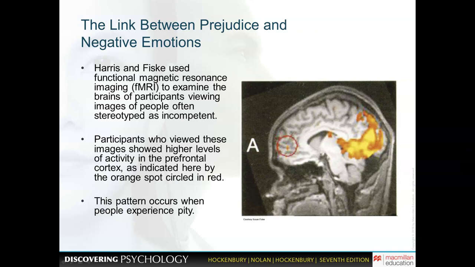Take a look at prejudice and negative emotions. We want to look at that from the neuroscientific perspective. This right here is a functional MRI, fMRI. Basically, that's examining the brains of participants viewing images of people often stereotyped as being incompetent. In this study, participants who viewed these images showed higher levels of activity in the prefrontal cortex, as indicated here by the orange spot circled in red.